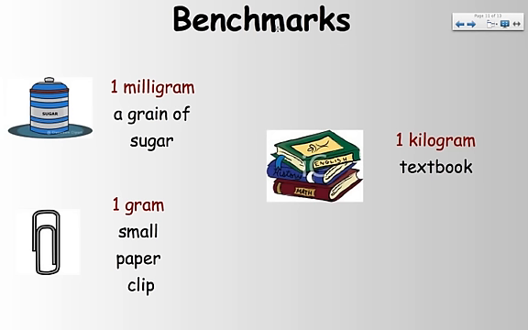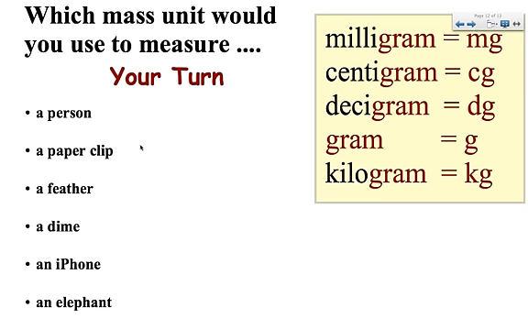Now, using these benchmarks here, you get an idea of how much a milligram is. 1 milligram is equal to about 1 grain of sugar. The weight of a small paperclip is equal to about 1 gram. 1 textbook is equal to about 1 kilogram. So, using these benchmarks, determine what unit of measure you would use on the following items: a person, a paperclip, a feather, a dime, an iPhone, and an elephant. Milligram, centigram, decigram, gram, or kilogram.